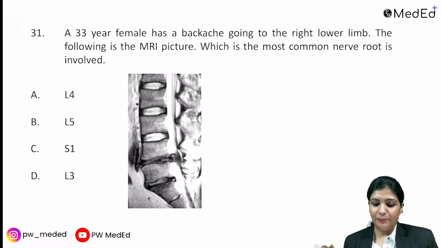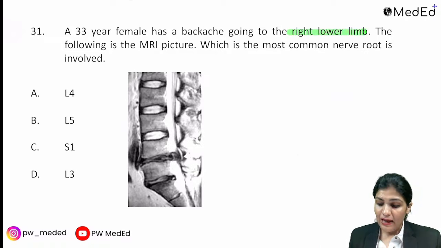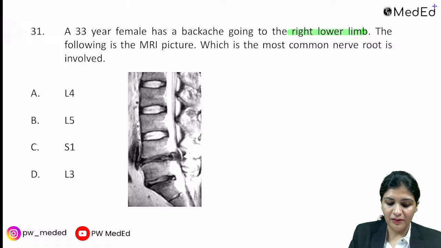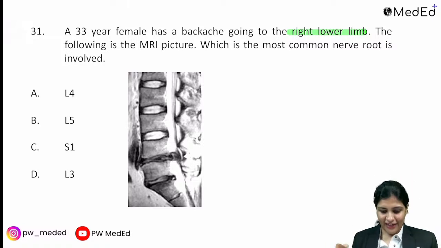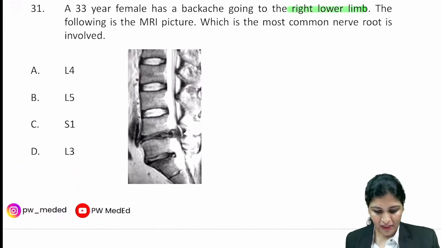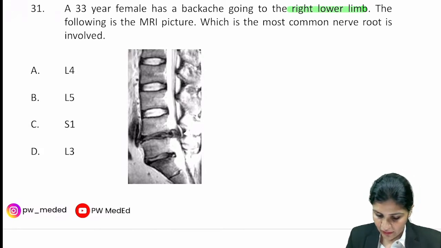A 33-year female has a backache going to the right lower limb. So here there is right side lower limb which is involved, and the following is the MRI. What is the most common nerve root involved? This we have already discussed yesterday. So all of you who have followed yesterday's class will answer this as a very easy question. For this, I will just help you by naming the numbers.